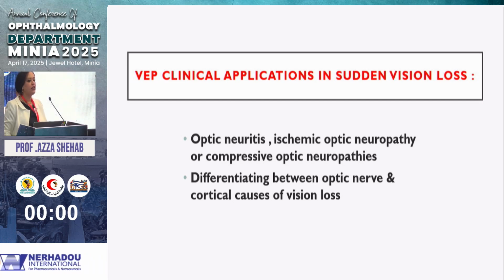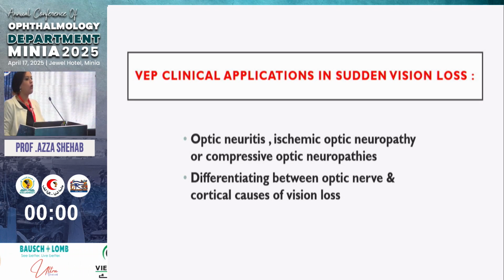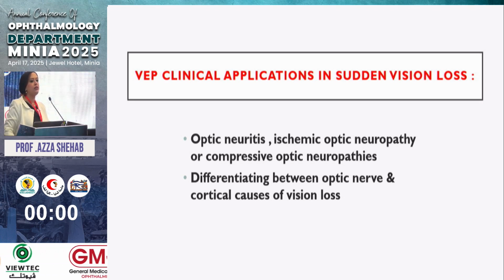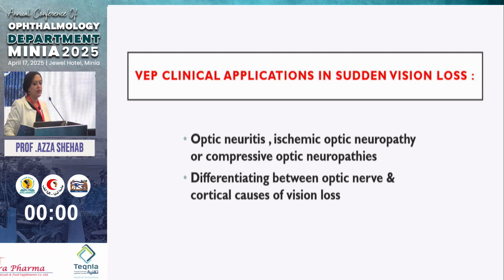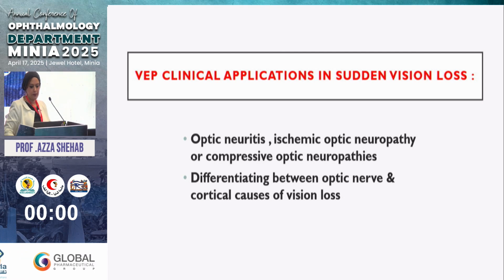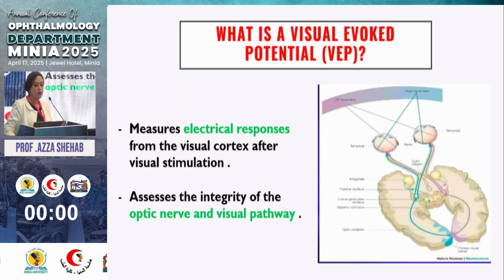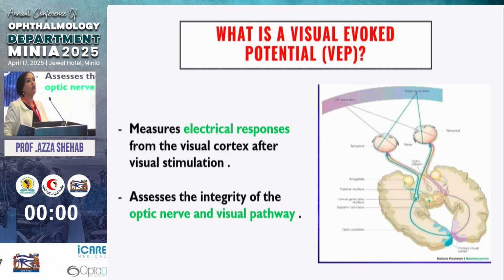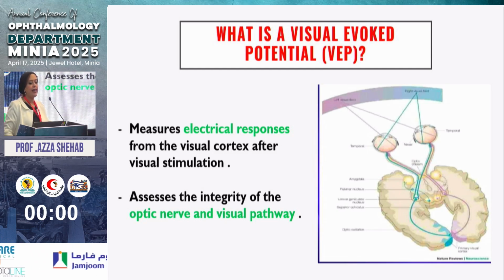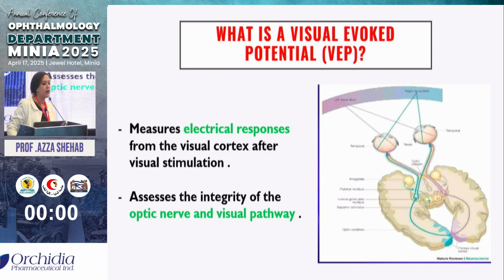In cases of sudden vision loss, VEP is essential to diagnose cases of optic neuritis, ischemic optic neuropathy, or compressive optic neuropathy. Also, it's useful to differentiate between optic nerve and cortical causes of vision loss. The VEP measures the electrical response from the visual cortex after visual stimulation, and it can assess integrity of the optic nerve and visual pathway.